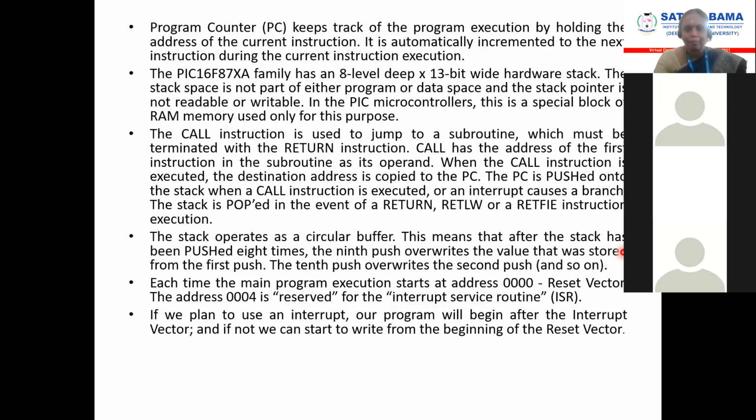So that's all about what I told you, the stack as a circular buffer. The circular buffer can push 8 times. If the ninth push comes, it will remove the first push. If I want to write the 10th push, it will remove the second push. So that's about the stack operation. And I told you ISR, interrupt service routine, will be stored in address 004. So the program counter is 13 bits wide, the stack is 8 levels deep, and the capacity is 8 kilobytes of onboard memory. That's the point listed out here.